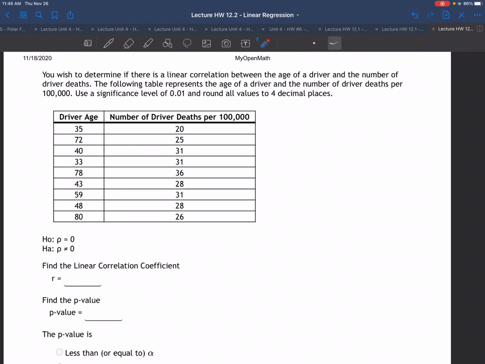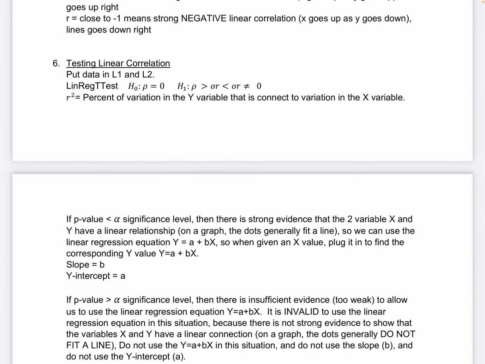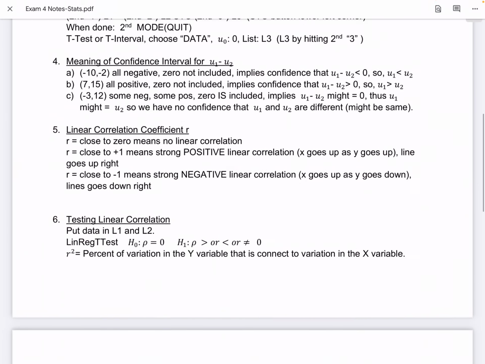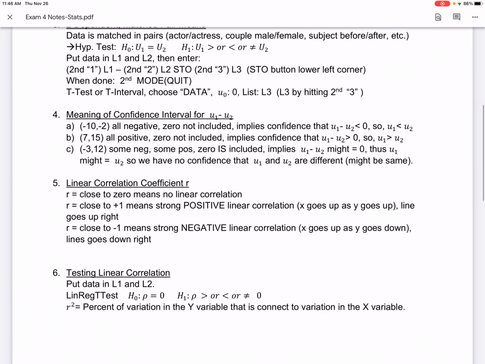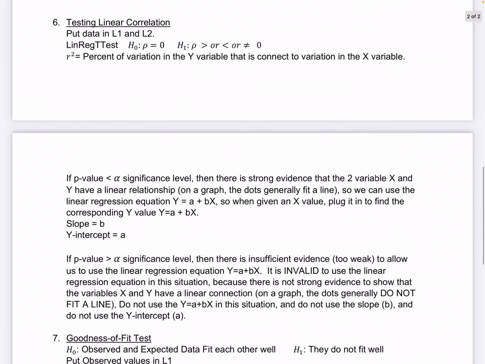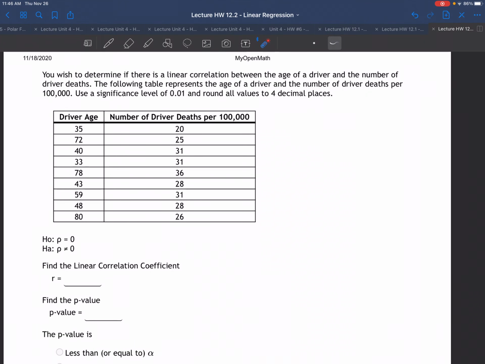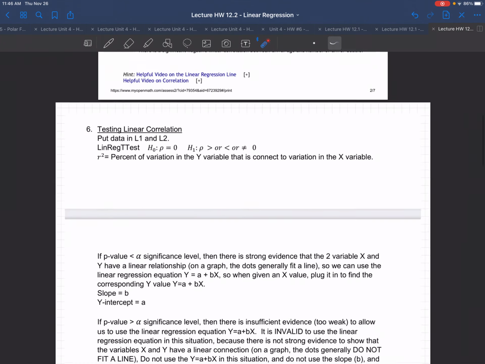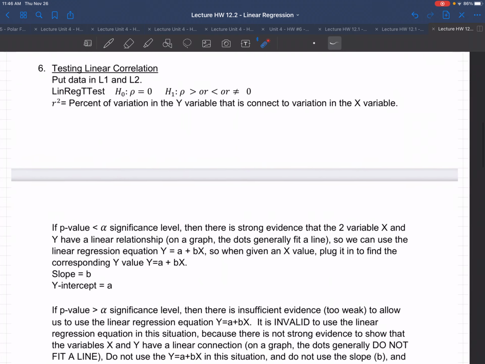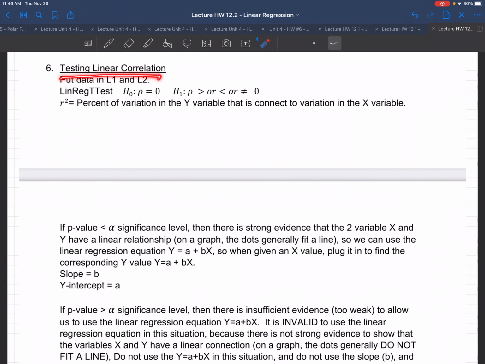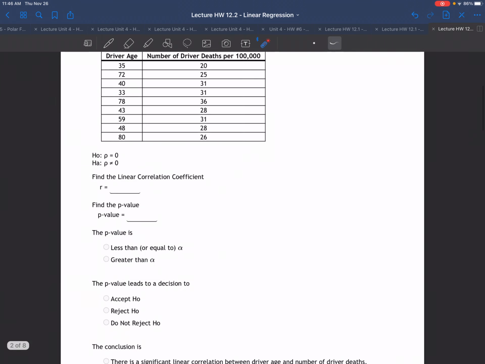Well, this is on your notes. Let me show you. This is the exam 4 notes. If you go on down to number 6, there it is, testing linear correlation. I've copied it over here so I can write on it right here. Number 6, testing linear correlation: put the data in L1 and L2 and then do this linear regression t-test. Okay, so let's do it.